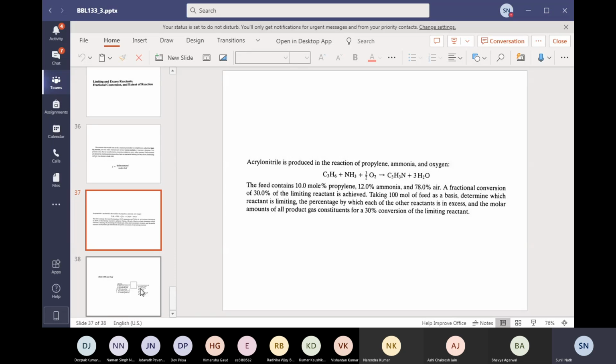Now how many moles are there in the exit flue gas of all the components? So you have to worry about how much reacted and how much was left and what was in excess, and finally, based on that 30% conversion, how much of the products, acrylonitrile and water, was produced and how much you fed in, and then the decrease, the subtraction of those two, has to come in the exit flue gas.